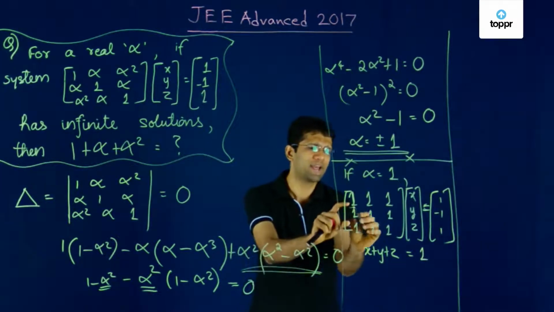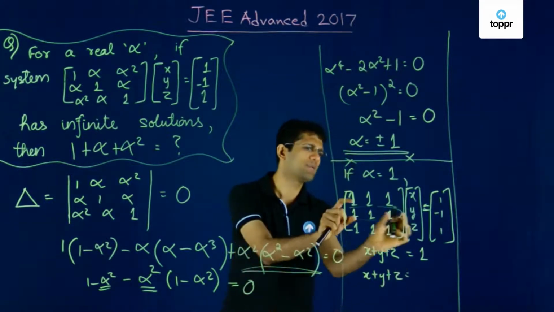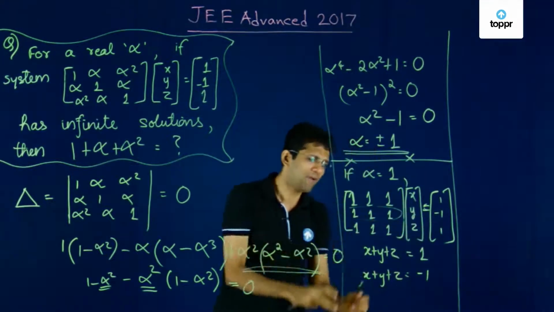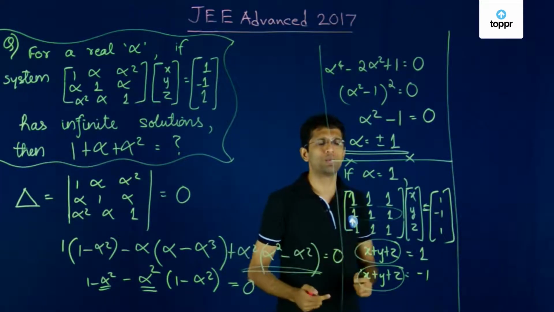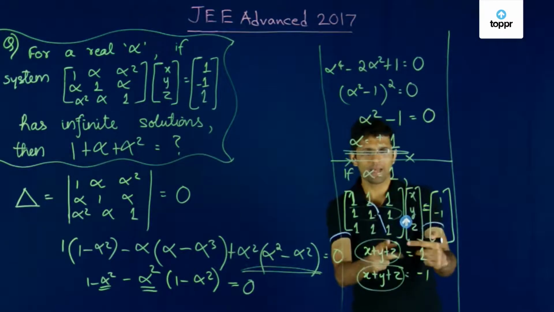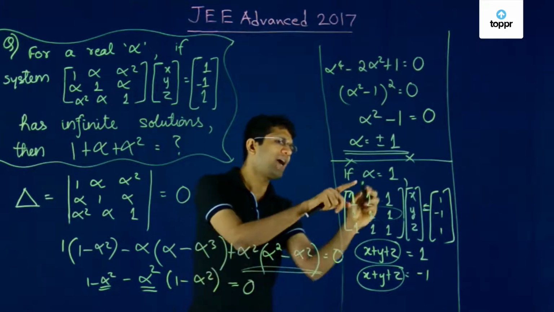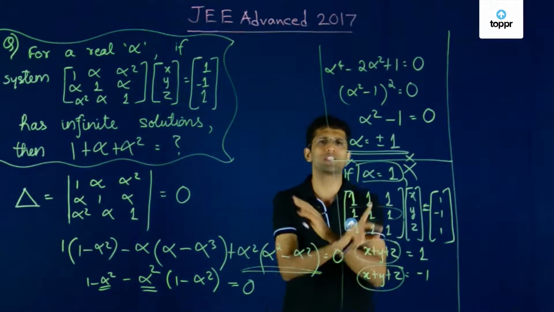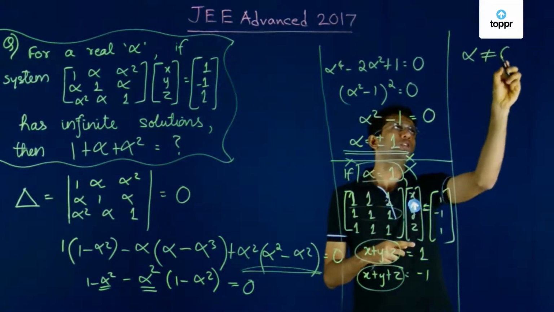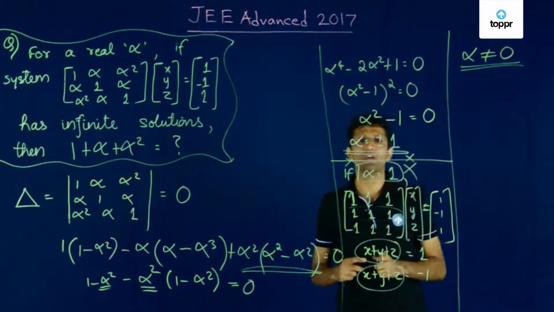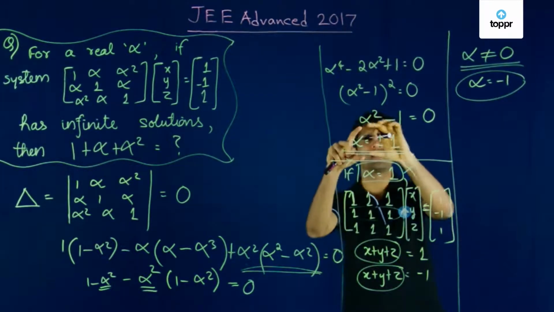Similarly, if we multiply this second row by this column, then we again get x plus y plus z, but this time x plus y plus z will be equal to minus 1. So now we have the same quantity x plus y plus z equal to plus 1 and minus 1, but this cannot be simultaneously true, and so only one of these can be correct. Because this cannot be simultaneously true, we will discard alpha equal to 1 as one of the solutions. So alpha is not equal to 1. In this case, alpha equal to 1 is not a valid solution, and so the only possible solution is alpha equal to minus 1 as per this result.